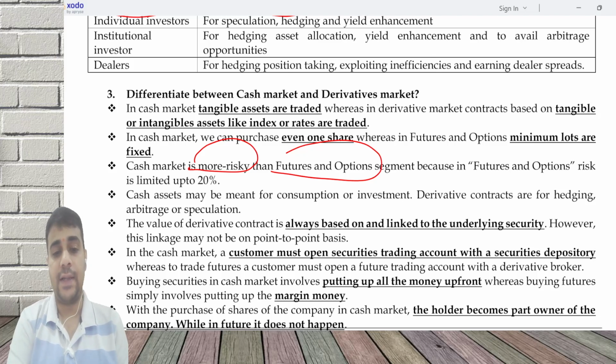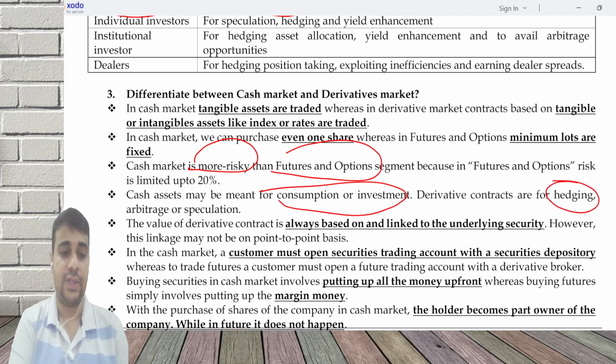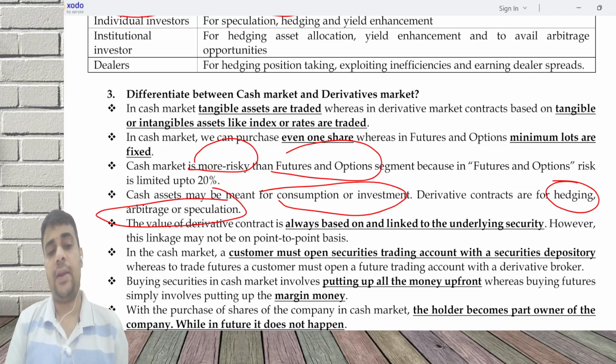Cash market is for consumption or investment. You have bought copper either for consuming it or investing. Here you can do hedging, arbitrage, or speculation, the purposes as I was indicating earlier. A derivative contract's value will change based on the underlying instrument. The underlying instrument is in the cash market, but exact mapping may not happen.